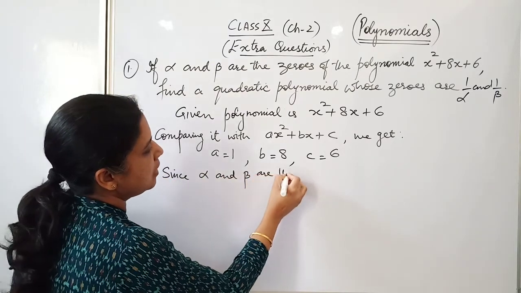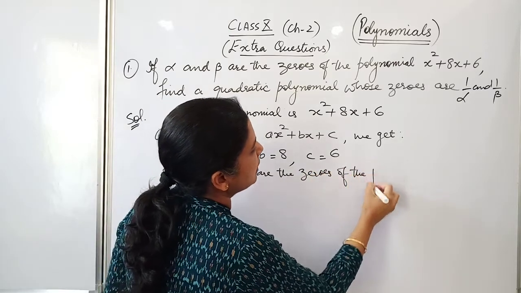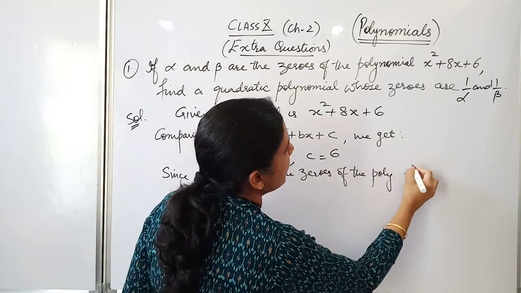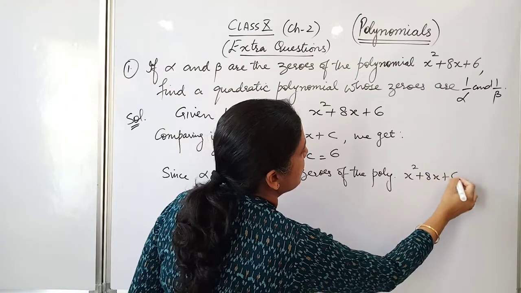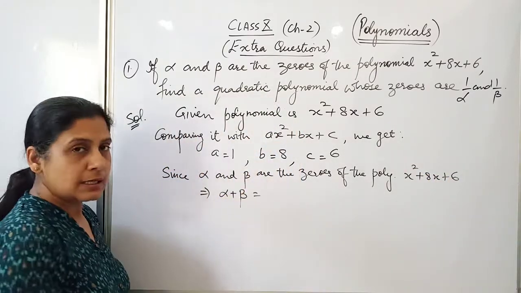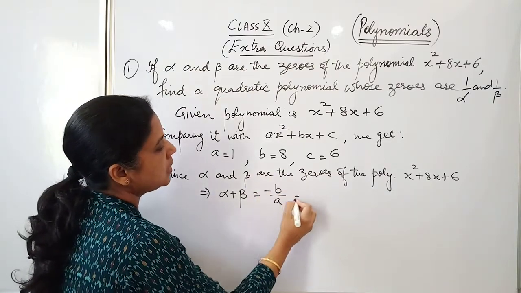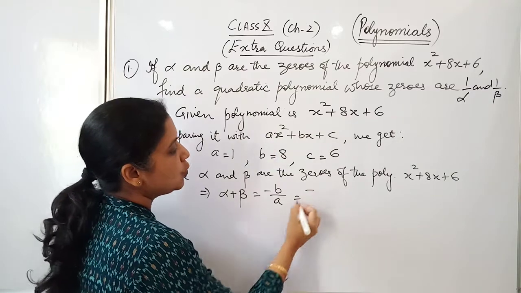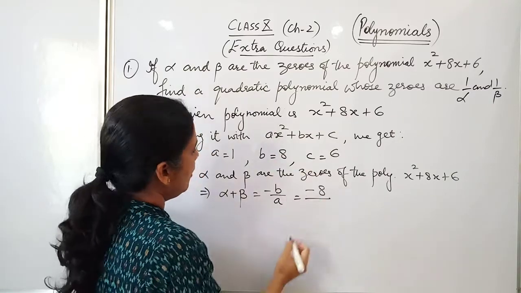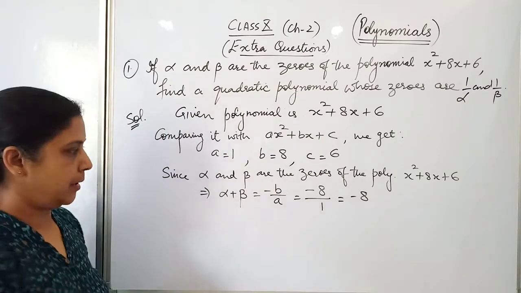Now we have been given alpha and beta are the zeros. Alpha and beta are the zeros of the polynomial x square plus 8x plus 6. So we can get their sum of zeros. Sum of zeros means alpha plus beta. Its formula is minus b upon a. I am going to put down the values of b and a which are given in the upper step.